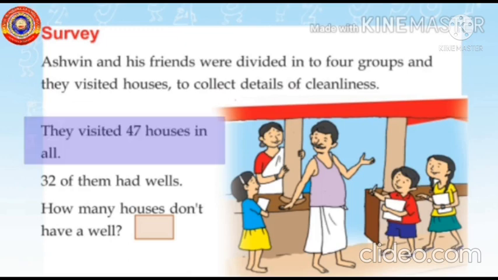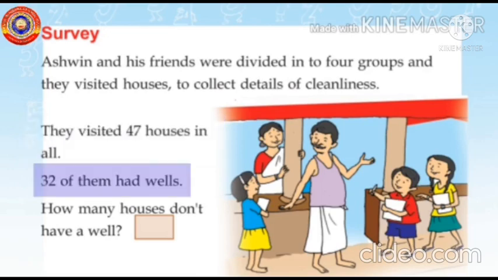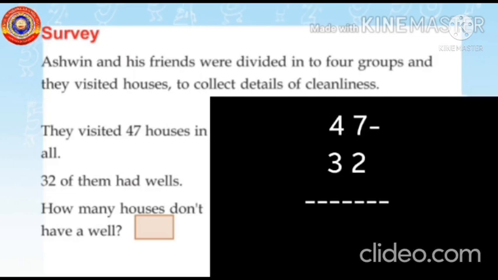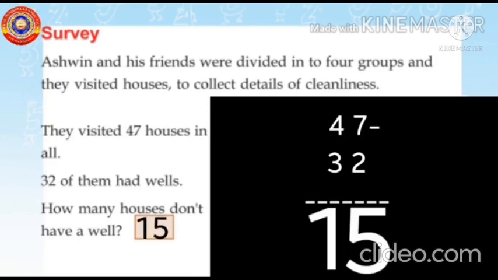Here, number of houses they visited equal 47. 32 of them had wells. We want to find number of houses that don't have a well. Here, 47 minus 32. 7 minus 2, 5. 4 minus 3, 1. Answer is 15.